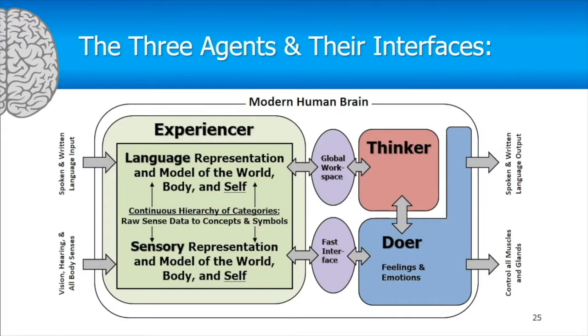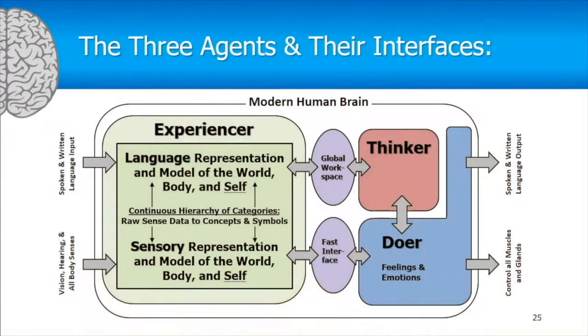Now I'm going to look at a block diagram of the agents. The thinker and doer are there in the frontal lobes. The experiencer is the one that has both the language representation and model of the world and the sensory representation and model of the world. It gets the sensory model from the senses, and the main way that we get our language model of the world is from our language input.